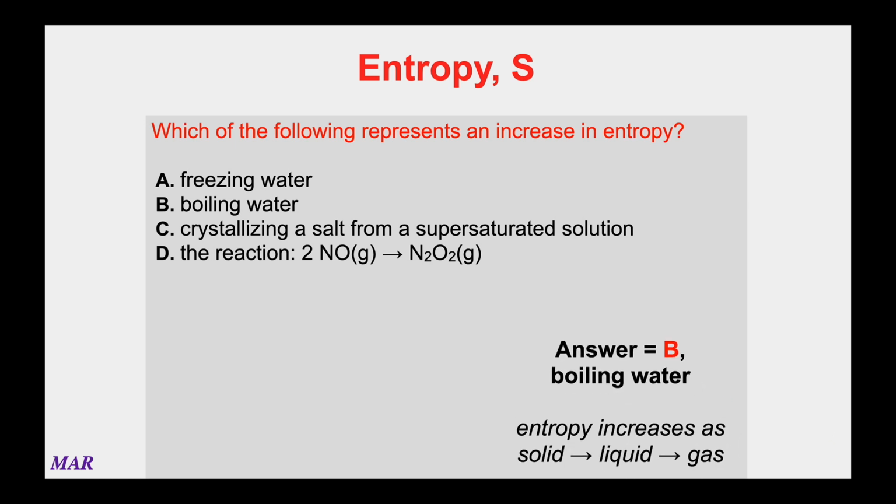Now, let's look at C and D real fast. C, crystallizing a salt. Well, if you're crystallizing a salt from a solution, then in the solution you had all the ions running around, and making a crystal, everything is nice and ordered. That's not going to increase entropy. And D is also worth commenting on. You have 2 molecules of NO going to 1 molecule of N2O2. 2 molecules to 1 molecule, that's becoming more ordered. And you can think about that as like cleaning up your room.